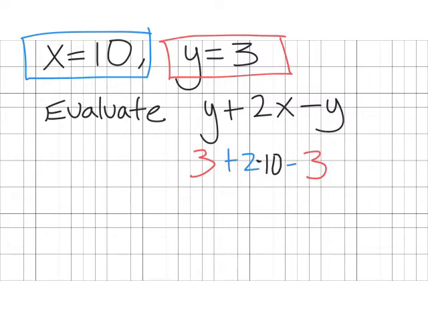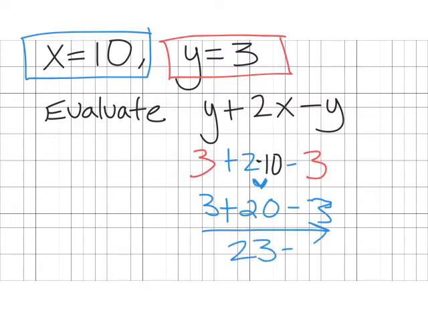Okay, so now I get to solve. So order of operations, what should I do first? I don't want to do the 3 plus 2 because I have a times right here. So I do the 2 times 10 gives me 20. So then 3 plus 20 minus 3. And at this point, I need to go from left to right because it's just addition and subtraction. So 3 plus 20 is 23. Minus 3 is 20.